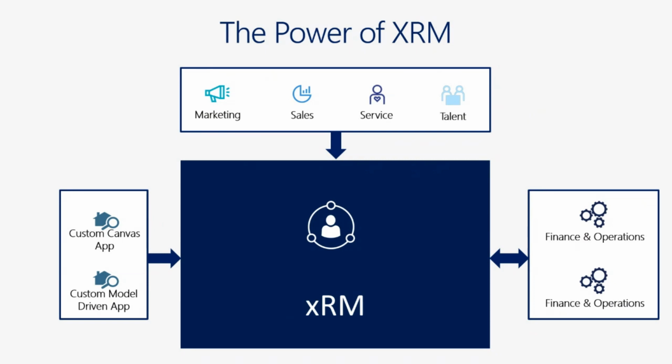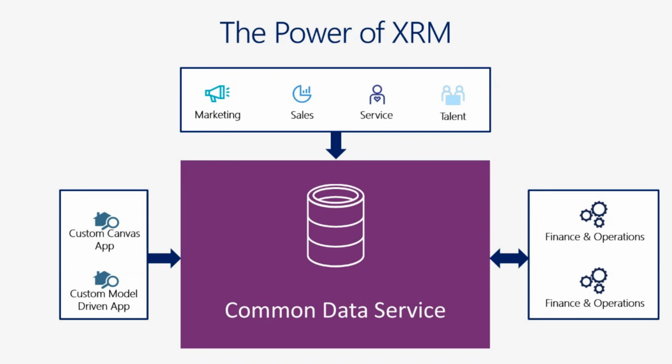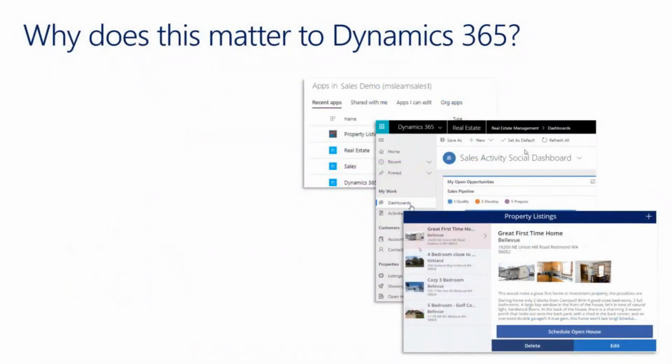The reason why it's important is a lot of your applications are going to sit on top of this common data service, or use this common data service to facilitate potentially integration across applications, or to have a centralized application that's going to give you the best of both worlds. And so how does this really pertain to what we're talking about when we talk about model apps, and why does it really matter to Dynamics 365?